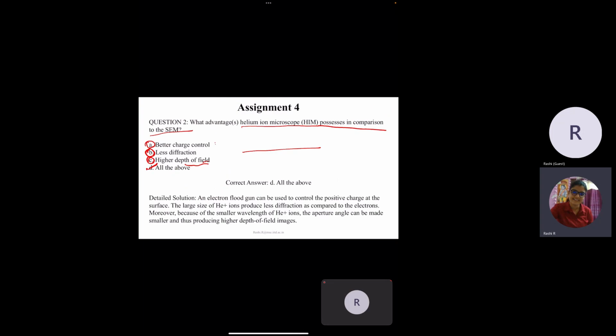So coming back, the better charge control is there, less diffraction is possible, higher depth of field. That's why the answer is all of the above. I hope you guys understood this.